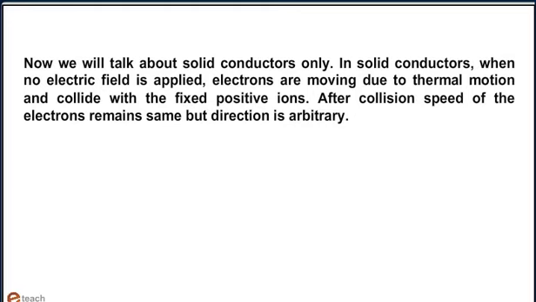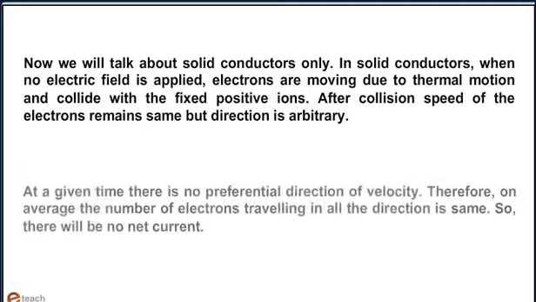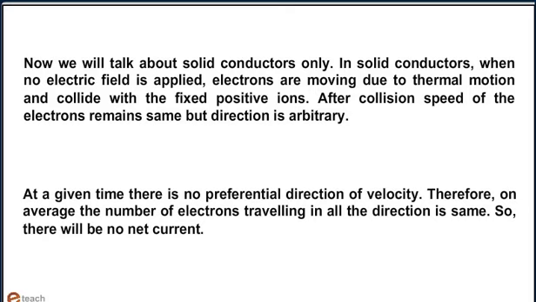In solid conductors, when no electric field is applied, electrons are moving due to thermal motion and collide with the fixed positive ions. After collision, the speed of the electrons remains the same, but the direction is arbitrary. At a given time, there is no preferential direction of velocity. Therefore, on average, the number of electrons traveling in all directions is the same, so there will be no net current.